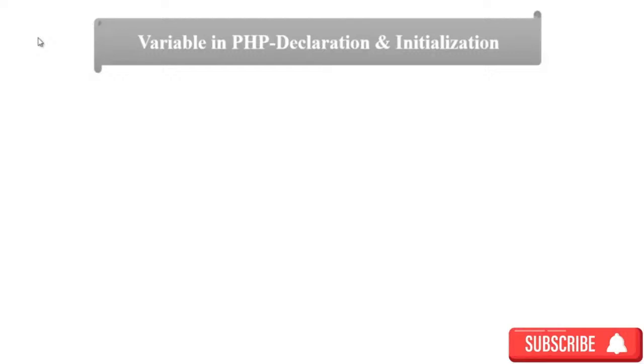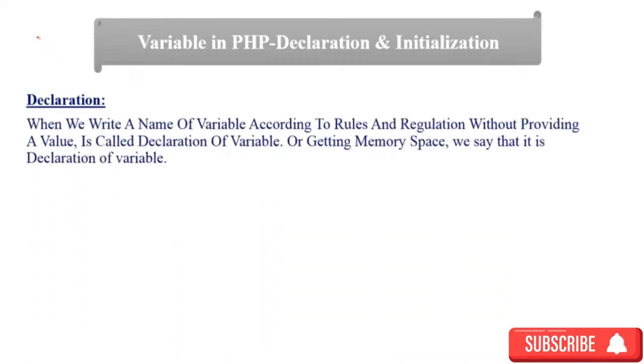Hi guys, in this class we will discuss declaration and initialization in PHP. So first of all, what is the meaning of declaration? When we write a variable name according to rules and regulations, which we will share with you in the next class, without providing a value, it is called declaration of a variable. Or getting memory space for that variable, we say that it is a declaration of that variable.